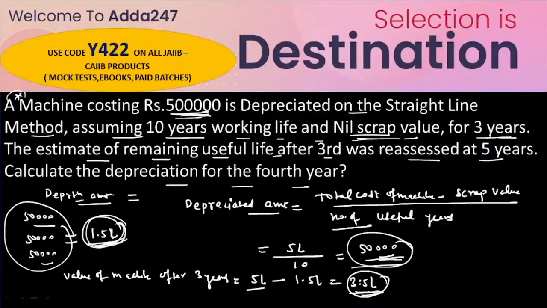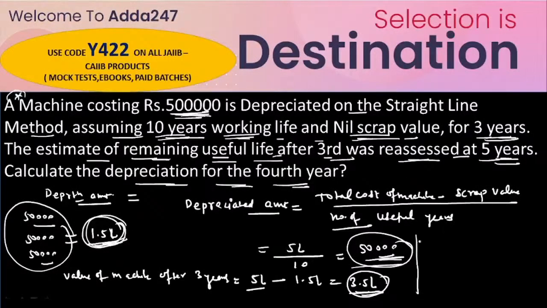Okay, after that, the question says that the estimate of the remaining useful life after the third year was reassessed at 5 years. That means when we purchased the machine, the useful life was 10 years, but after the third year it is reassessed, and now the useful life of the machine is 5 years. Now we have to calculate the depreciation for the fourth year. So just tell me the answer to this question, how we can solve this.